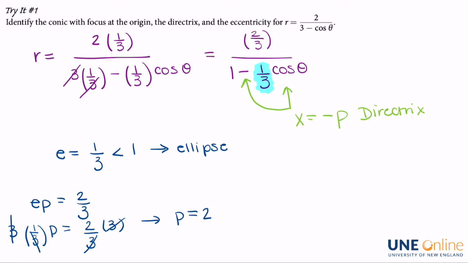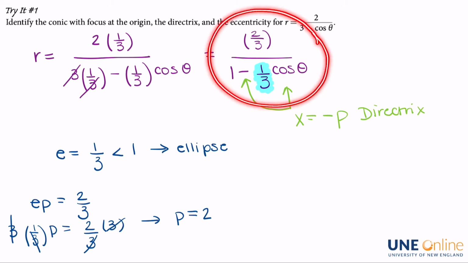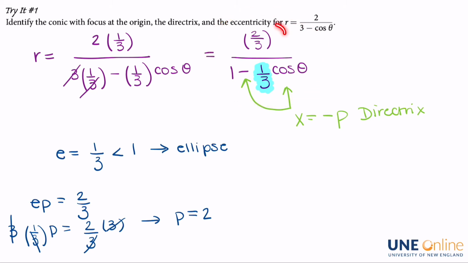So just to recap, our conic is an ellipse because the eccentricity is less than 1. Our eccentricity is equal to 1/3 because that's the coefficient in front of our cosine or sine function. And then we solve for p by recognizing that if this equation is in standard form, which it is, the numerator is going to be e times p. So our final directrix is x equals -2.